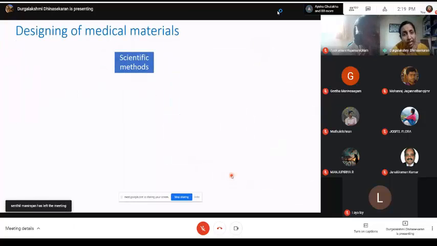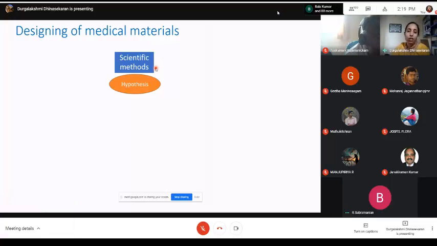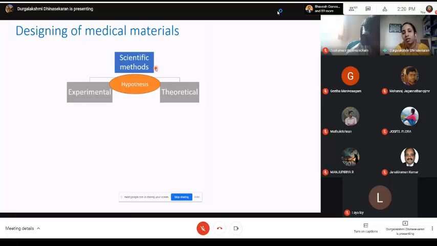In designing these materials, through scientific methods and research, first you need a hypothesis. A hypothesis is the outline concept of what I am going to do, and for what need I am going to devise this material. For research methodology, the hypothesis is the first step that all researchers need to start with. After designing the hypothesis, based on the research interest, the work can be categorized as experimental work and theoretical work.